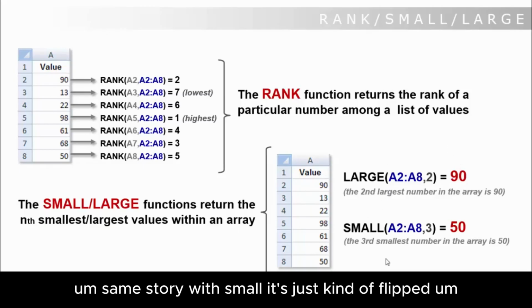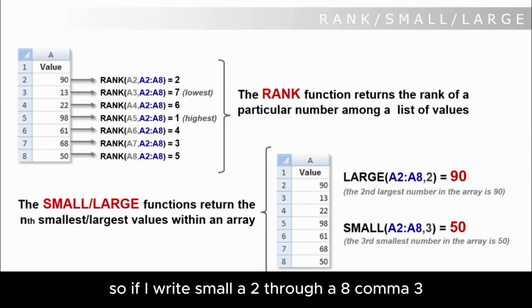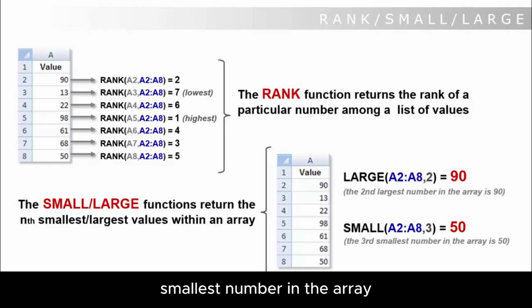Same story with small, it's just kind of flipped. So if I write small A2 through A8, comma 3, it's going to look for the third smallest number in the array, which in this case is 50.